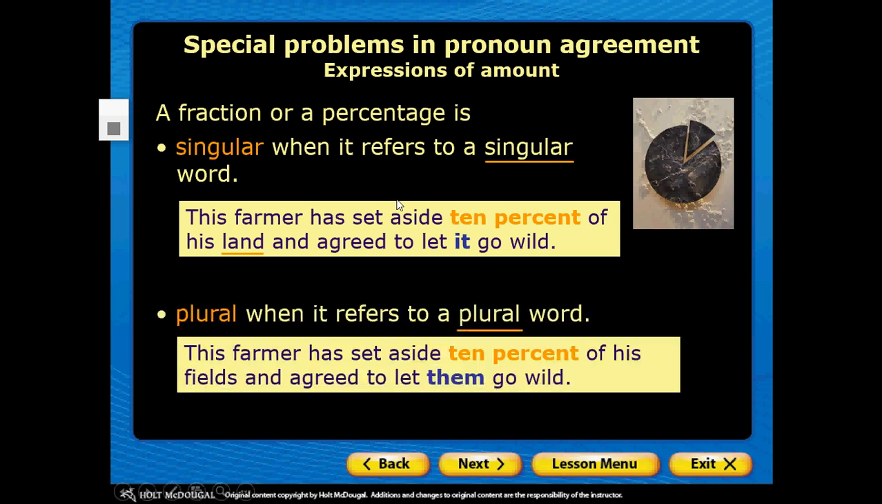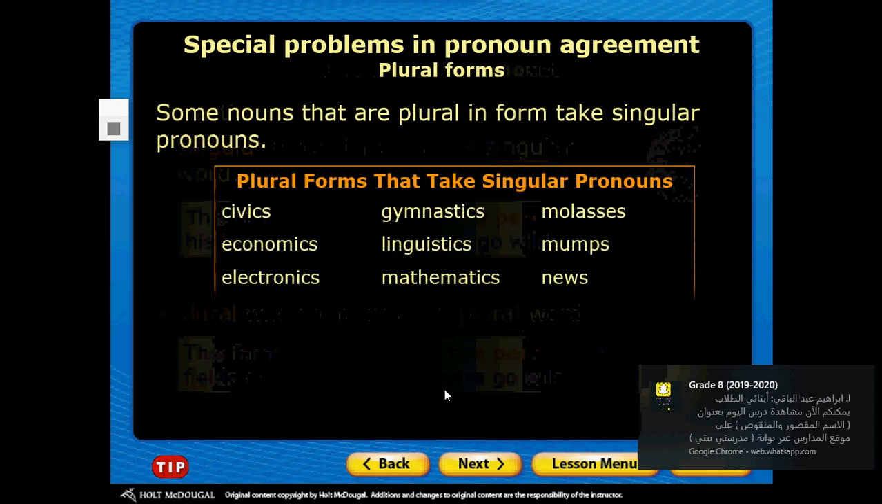It's plural when it refers to a plural word. Okay, so this farmer has set aside 10% of his fields. Before we had land without an S, now we have field with an S, so more than one. So we can see that's plural. And agreed to let them go wild. Them, compared to that, is also plural. So we just have to look at how it's used in the sentence to determine if it's singular or plural.